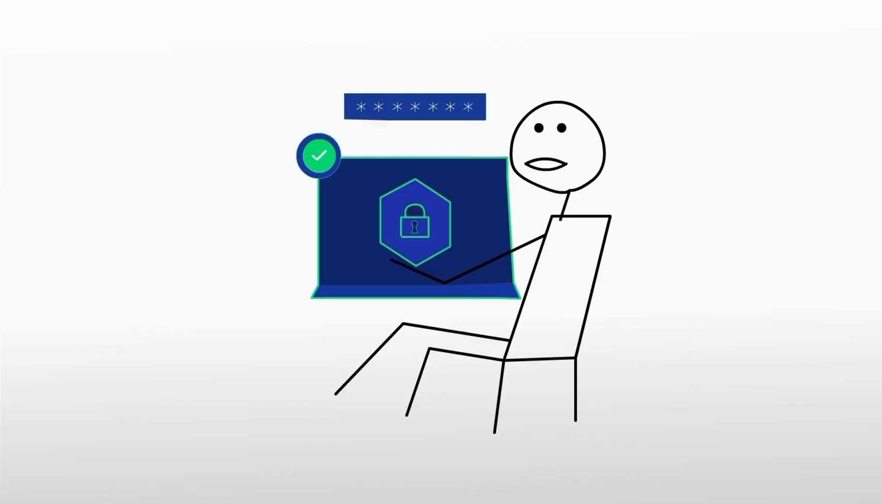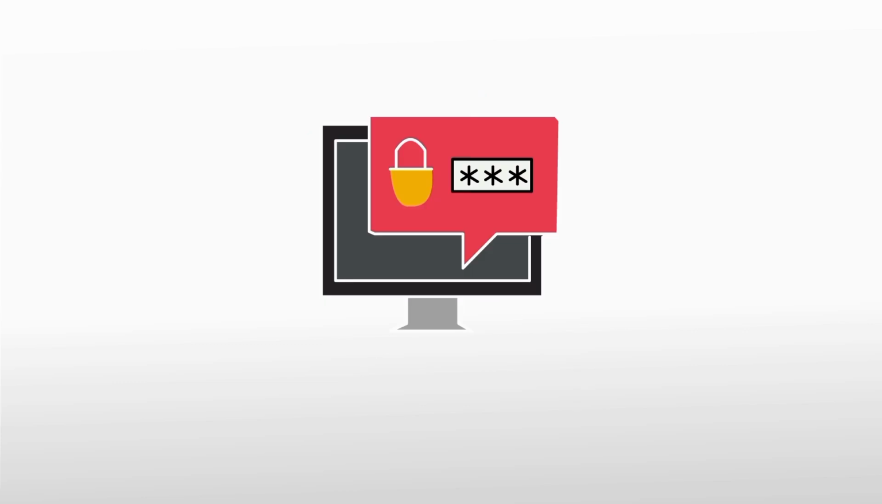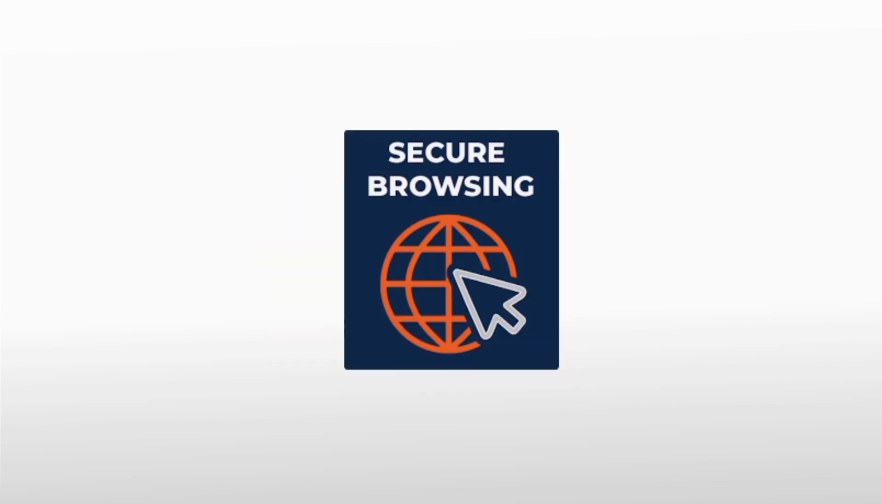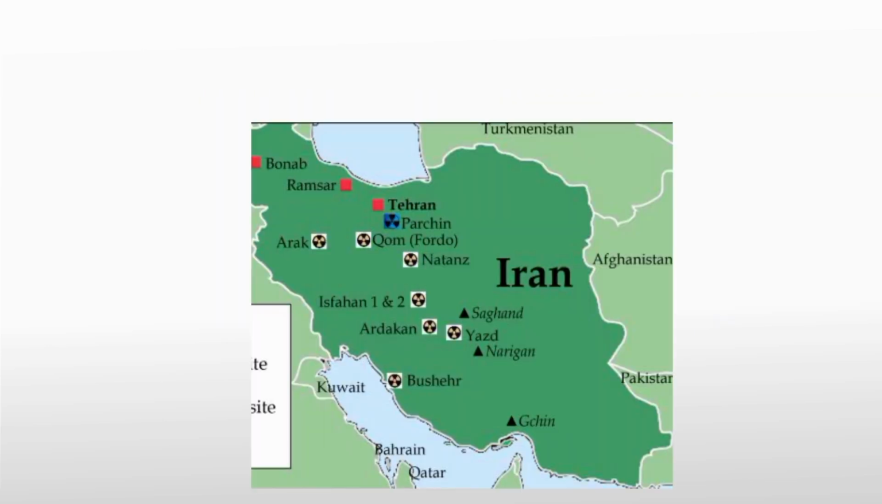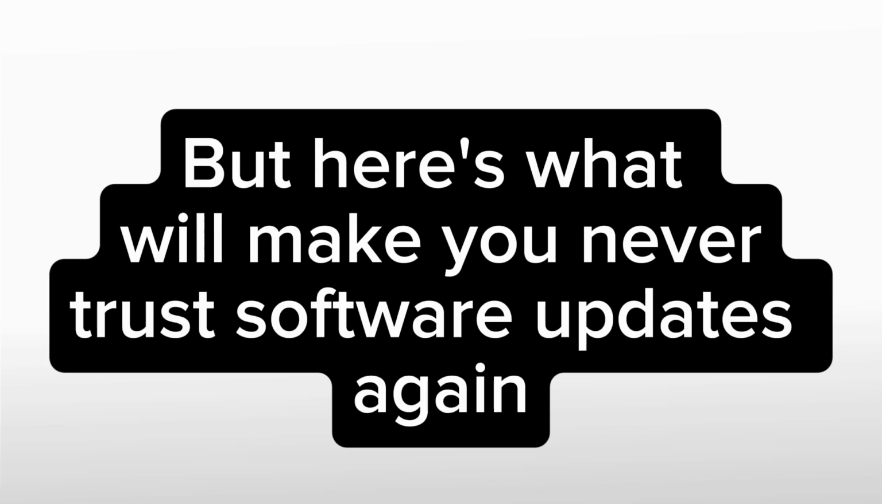Perfect security practices become irrelevant against zero-day attacks. Targets with strong passwords, current updates, and careful browsing habits remain vulnerable because they're facing attacks against unknown security holes. The Stuxnet malware used 4 different zero-day exploits to jump between networks and ultimately destroy Iranian nuclear centrifuges, demonstrating how valuable these unknown vulnerabilities can be. But here's what will make you never trust software updates again.